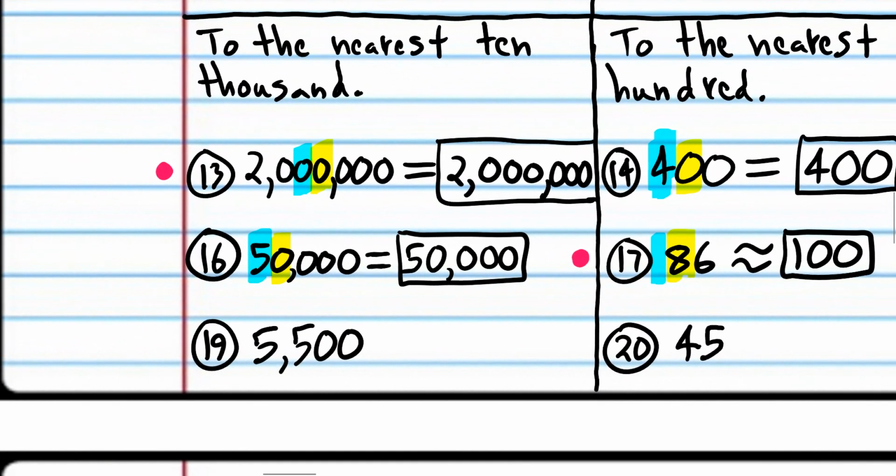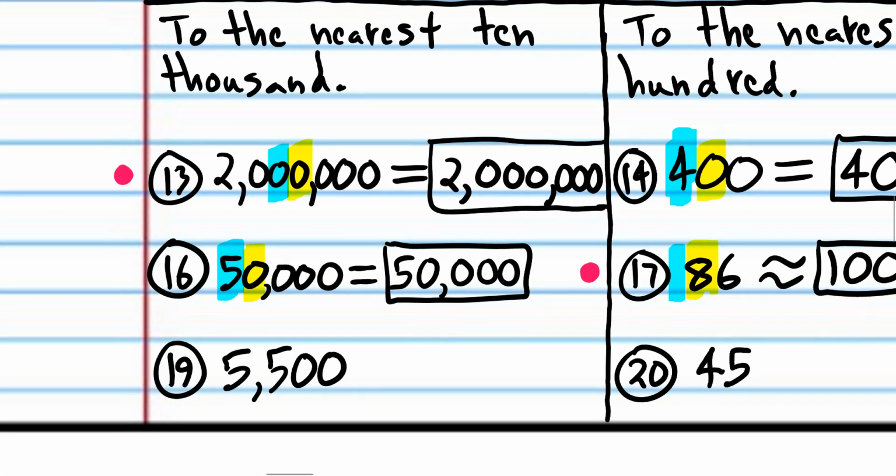All right, so why don't you try number 19? And again, be careful because we're rounding to the nearest 10,000ths place, not thousand, 10,000ths place. So try 19, and when you're done, we'll come back and do it together.